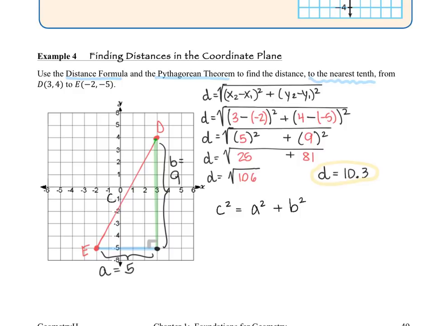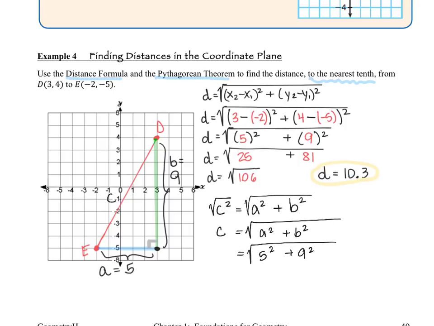And just remember, we don't really want c squared. We don't want the square of the length of the hypotenuse. What we really want is c. So what we're going to do is take the square root of both sides. So that's going to give us c on the left, and it's going to give us the square root of a squared plus b squared. When we plug in, that gives us 5 squared plus 9 squared, which should look familiar because we just did these same numbers with the distance formula.